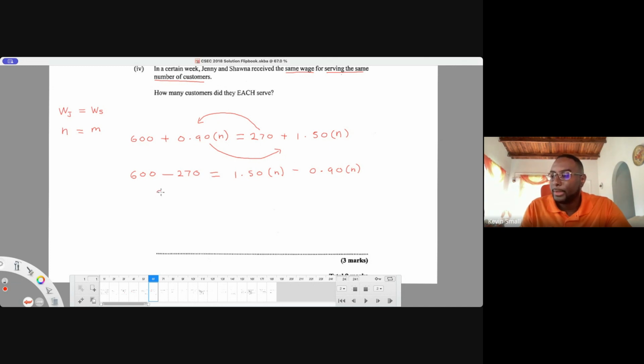Okay, so now 600 minus 270 is 330, and this becomes 0.6 N. To solve for N now, I just divide both sides by 0.6. So 330 divided by 0.6 is equal to N. And the answer I got was 550 customers.